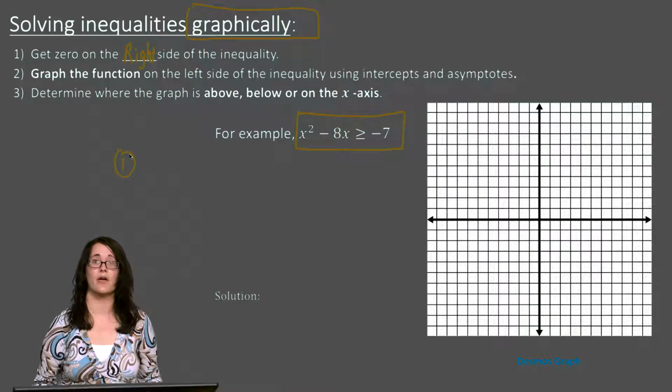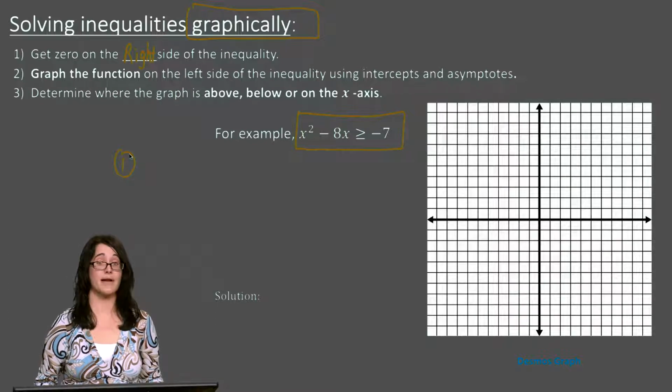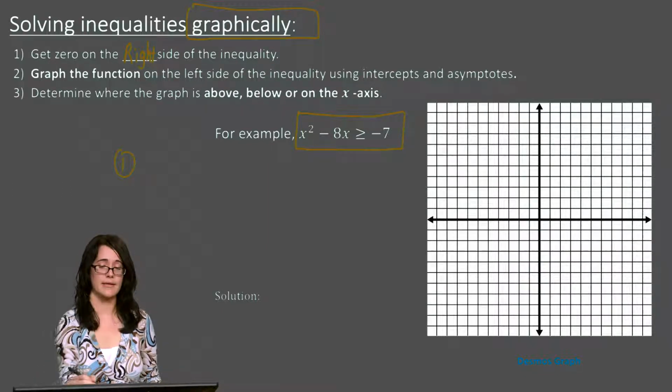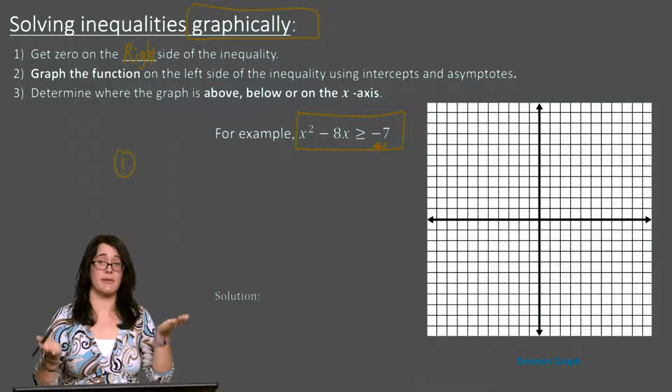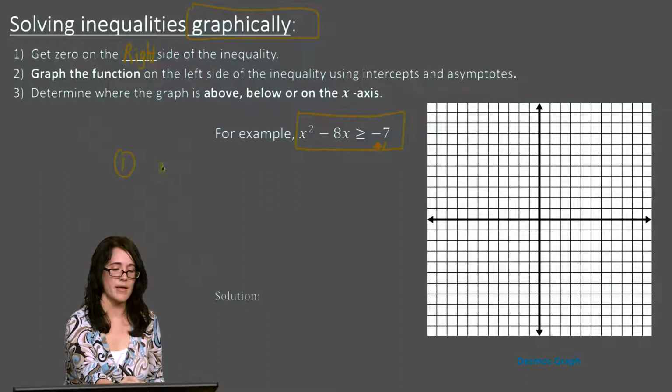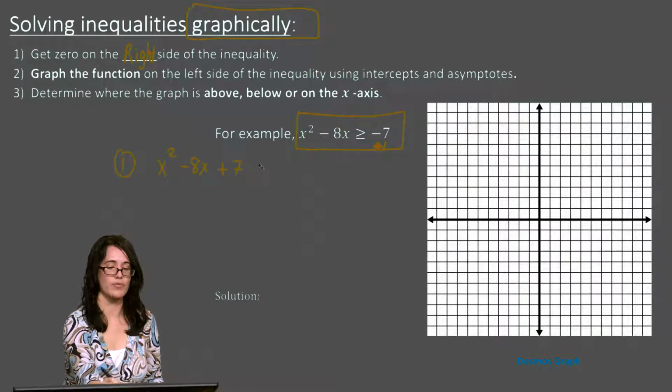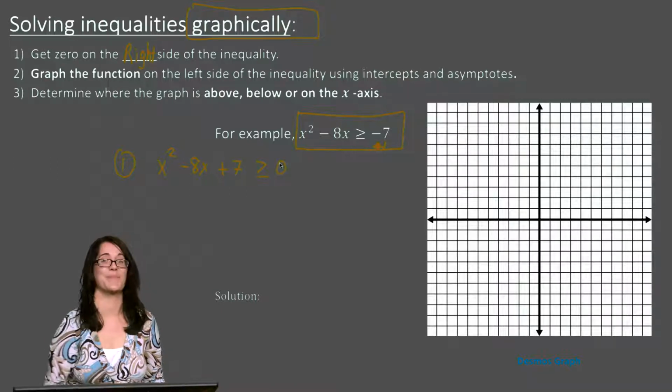So looking at our example here, x squared minus 8x is greater than or equal to -7. To get 0 on the right side would mean that -7 must move to the other side of the equation, meaning I have to add 7 to both sides to maintain balance. So this would become x squared minus 8x plus 7 is greater than or equal to 0.